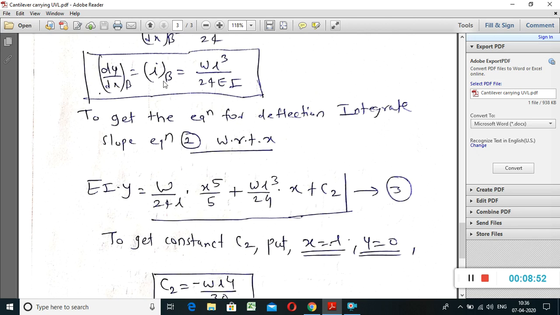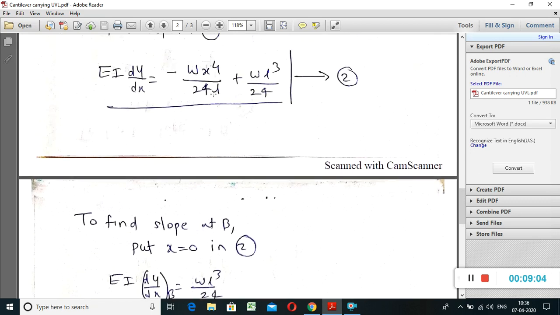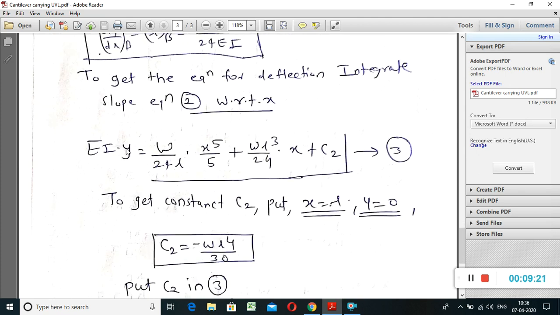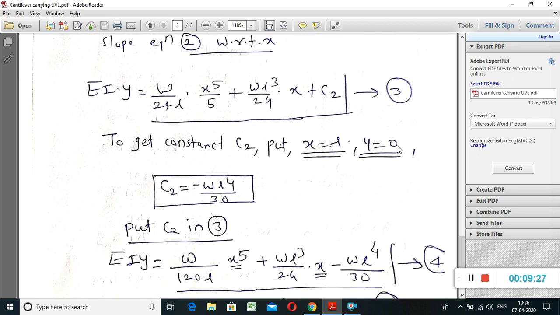Now the slope part is over. Our next part is to find the equation for deflection. To find the equation for deflection, integrate the slope equation. This is the slope equation, equation number 2, integrate it. So w by 24L is constant, the integration of x raised to 4 will be x raised to 5 by 5, WL cube by 24 into x, plus C2 will be introduced. By the general integration rule, we get equation number 3. Check it mathematically.